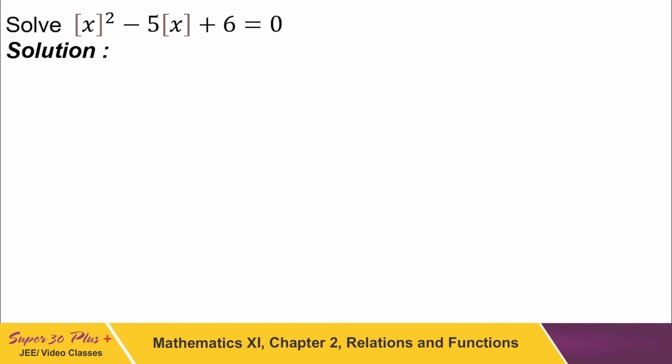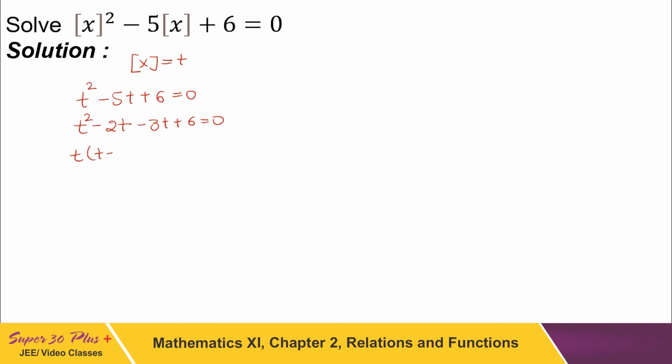Let us see one more example on the greatest integer of x. The equation is the greatest integer of x squared minus 5 times the greatest integer of x plus 6 is equal to 0, and you have to solve it, which means find the value of x. Now consider the greatest integer of x equal to t. Then the equation will be t squared minus 5t plus 6 equals 0. Now factorize it: t squared minus 2t minus 3t plus 6 equals 0.